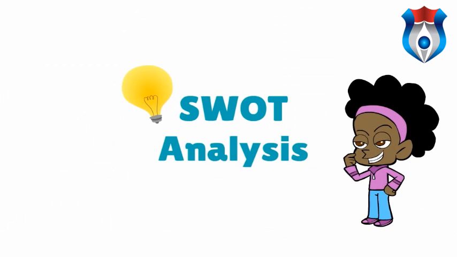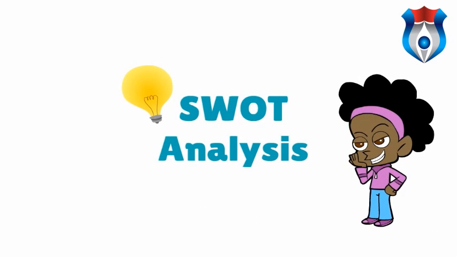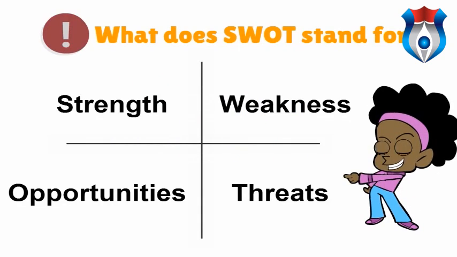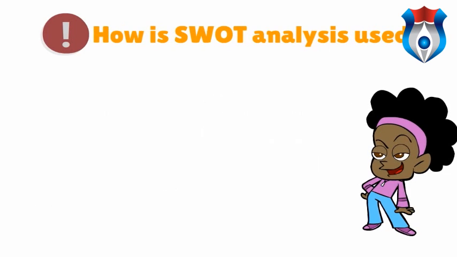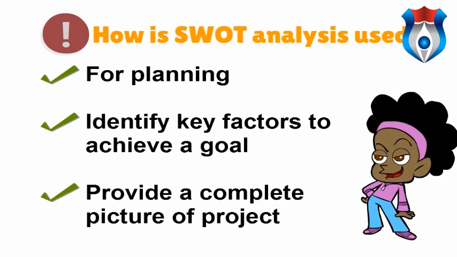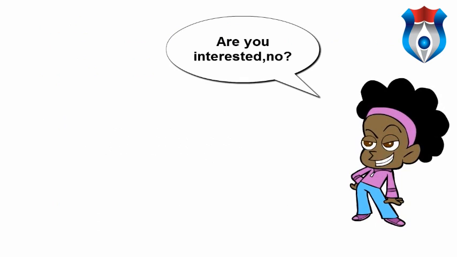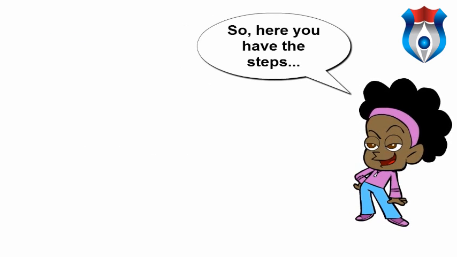SWOT analysis. What does SWOT stand for? Strength, weakness, opportunities, threats. How is SWOT analysis used? For planning. Identify key factors to achieve a goal. Provide a complete picture of project. Are you interested? No? So, here you have the steps.